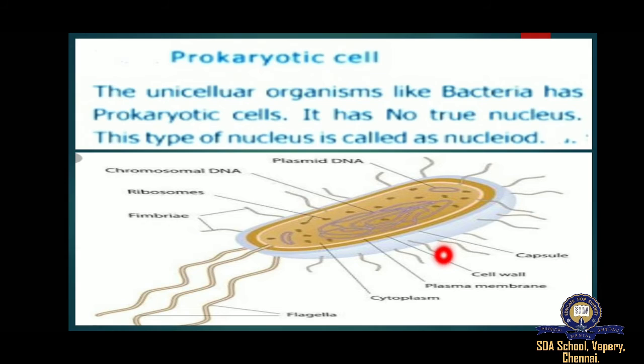Glycocalyx. It is made up of macromolecules and could be loose or thick. Cell wall. It is made up of peptidoglycan and is just below the glycocalyx. Plasma membrane. This innermost layer is semi-permeable. Cytoplasm. It is the semi-fluid structure within the plasma membrane where the cell's important parts float.